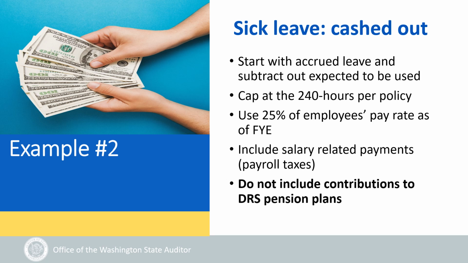What about the leave that will be cashed out? We start with the total accrued leave and subtract out the hours estimated to be used, since we already included those in our liability calculation on the previous slide. Remember, they can only cash out up to 240 hours, so we have to cap the hours if anyone has more than that. And this time the leave is paid out at 25% of the pay rate. Let's look at what that looks like.